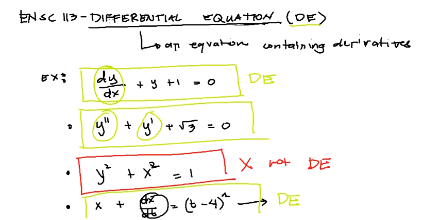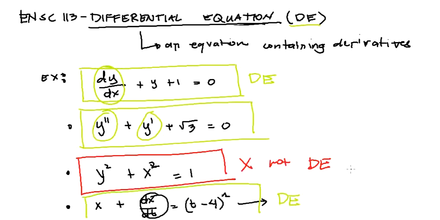So once again, for the definition of DE, it only means that a differential equation is an equation containing derivatives. So this first example here contains a derivative. Also, the second example contains a derivative, as well as the fourth example. But this third example here has no derivative, so it is not a DE.